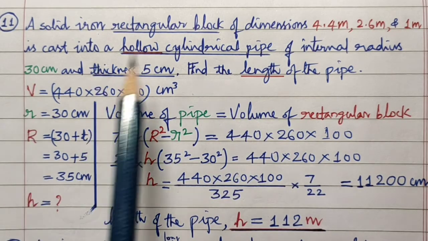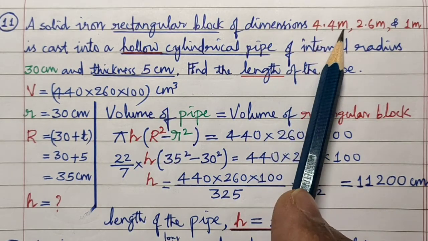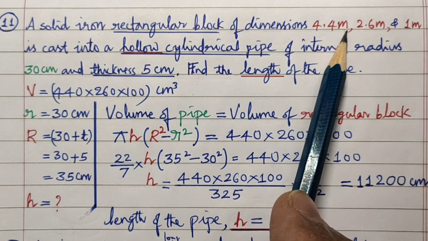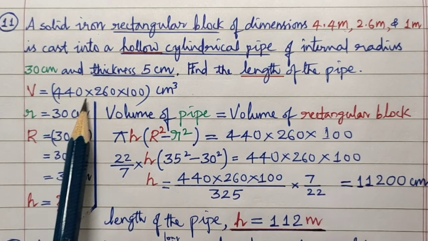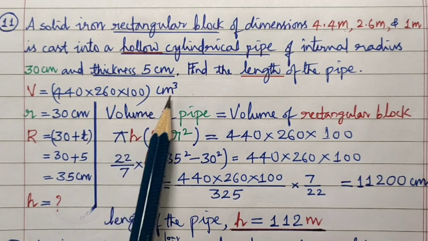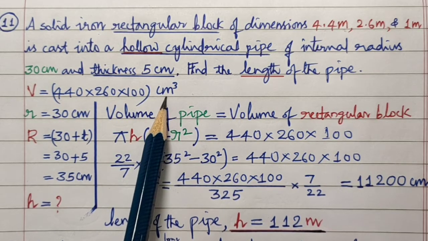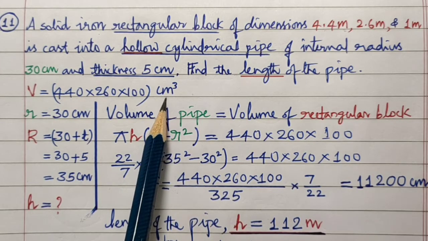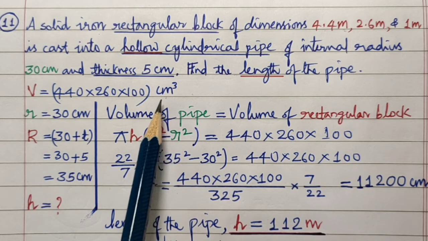The volume of the block they have given is 4.4 meters. We convert this into centimeters. That has become 440 into 260 into 100. This is centimeter cube. This is the iron block they have given. This we need to convert into a hollow cylindrical pipe.